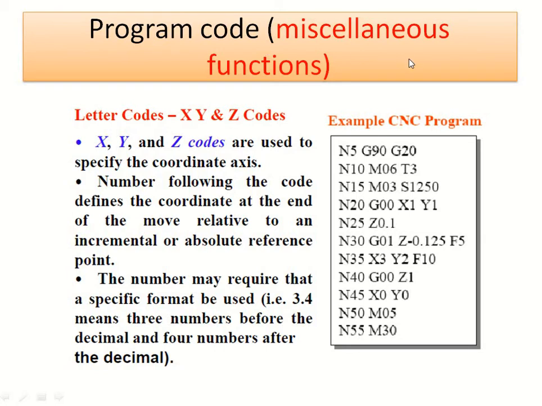Program codes, miscellaneous functions: the letters X, Y and Z are used to specify the coordinate system or coordinate axis. The number following the code defines the coordinate at the end of the move, relative to an incremental or absolute reference point. The number may require a specific format, for example 3.4, which means 3 numbers before the decimal and 4 numbers after the decimal.